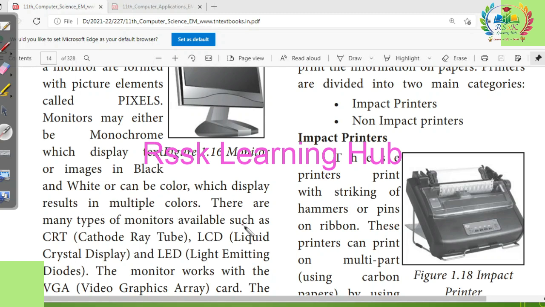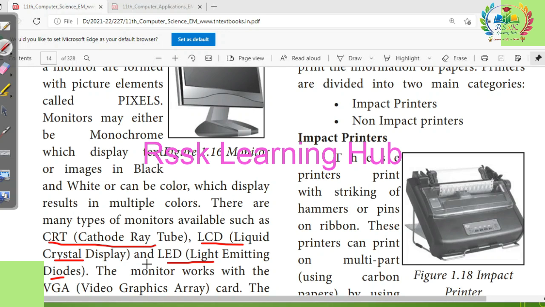So many types of monitor are available. One is the CRT monitor, that is cathode ray tube, then the LCD monitor. Now it is LED, light emitting diodes. LCD means liquid crystal display. Okay, so how does the monitor work now, based upon the VGA cable.